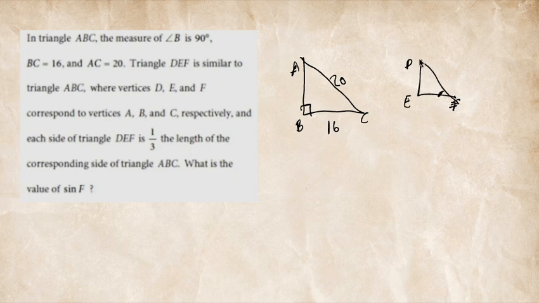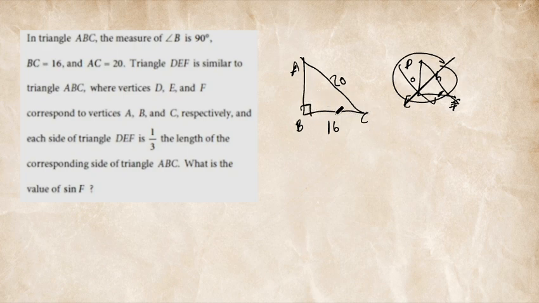Note that sine is the opposite side over the hypotenuse. So it doesn't really matter whether you're using this triangle or this triangle, because sine F and sine C would be equal. It's just opposite over hypotenuse, and the two triangles are similar. So you can just completely ignore this one and just solve for sine C.